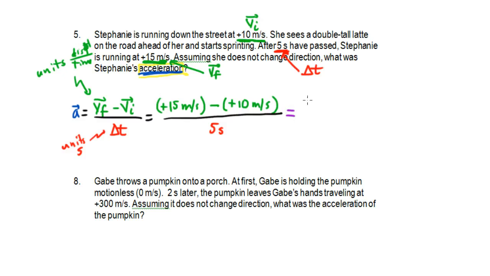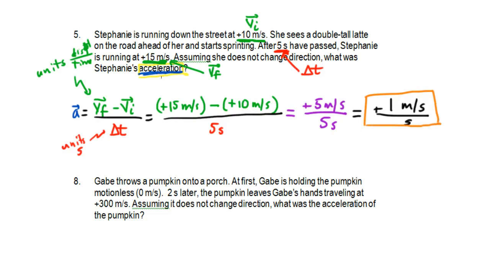Plus 15 minus plus 10 is simply plus 5 meters per second divided by 5 seconds. Now all I have to do is work out the math, and this will be plus 1 meters per second over 1 second, and that'll be the final answer. So we did all 5 steps.